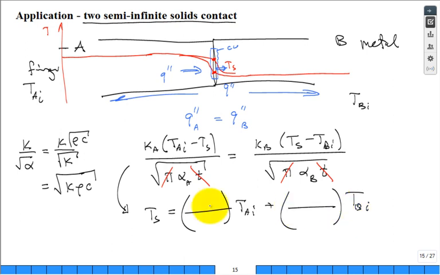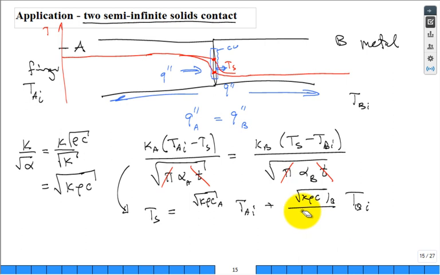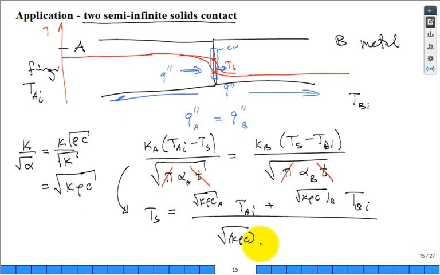And so for this one, it's going to be the square root of K rho C, all for material A. This is the square root of K rho C, all for material B. The K, rho and C are all for material B. And then you divide it by the sum. Maybe I'll do it this way so I don't have too much to rewrite. You just divide the whole thing by the square root of K rho C for A, plus the square root of K rho C for B.